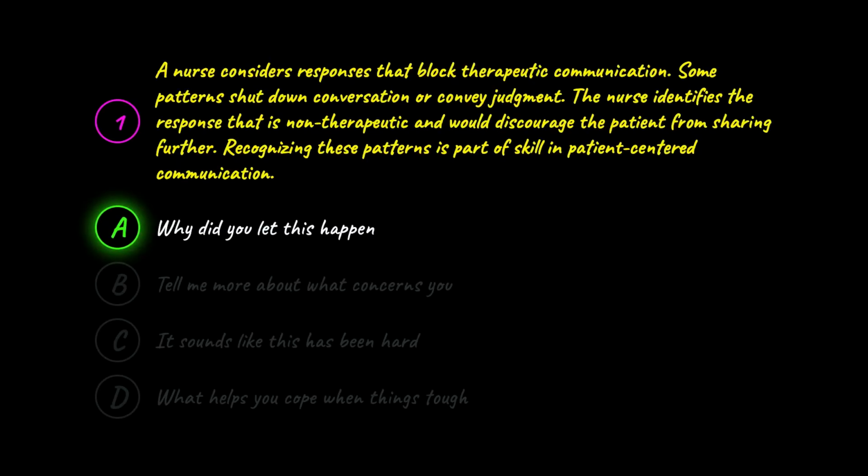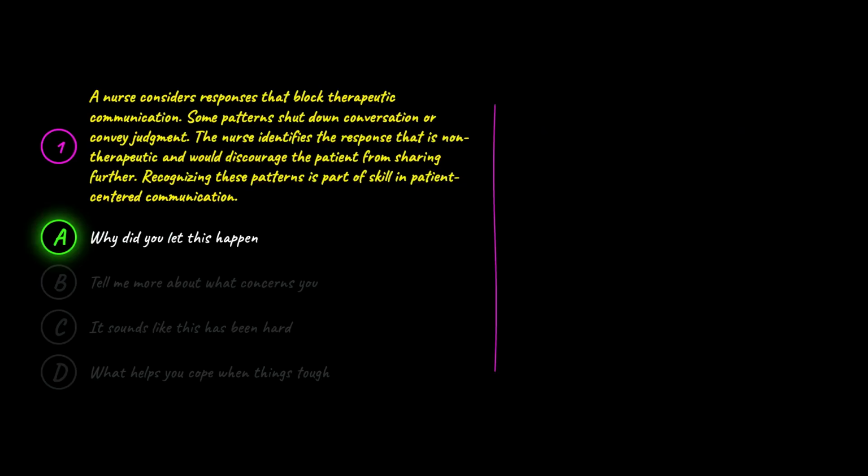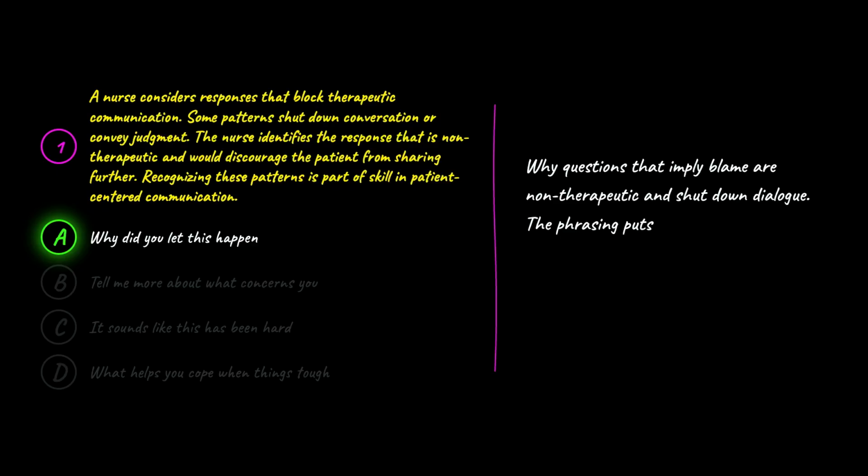The correct answer is A. Why did you let this happen? A is correct because why questions that imply blame are non-therapeutic and shut down dialogue. The phrasing puts the patient on the defensive and damages trust, leaving feelings unspoken and preventing further productive conversation in the encounter.